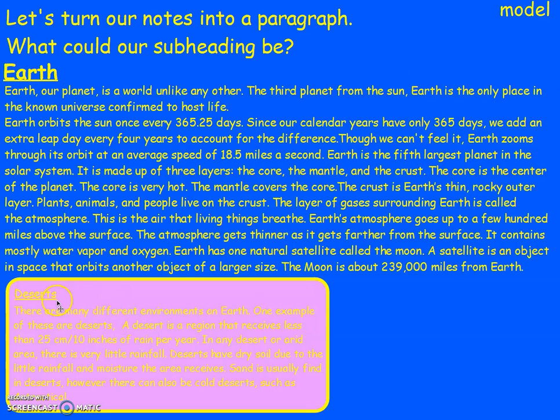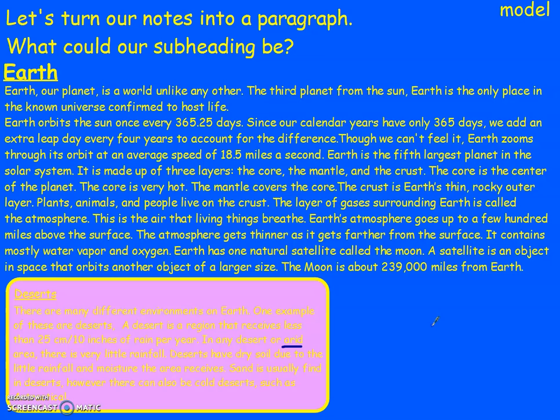So, I've also done a little fact box here all about deserts. There are many different environments on Earth. One example of these are deserts. A desert is a region that receives less than 25 centimetres or 10 inches of rain per year, so that's not much rain at all. In any desert or arid, which means dry, see how I've used a thesaurus there. I'll underline that word for you quickly to up-level that word to make myself sound more formal. There is very little rainfall. Deserts have very dry soil due to the little rainfall and moisture that the area receives.